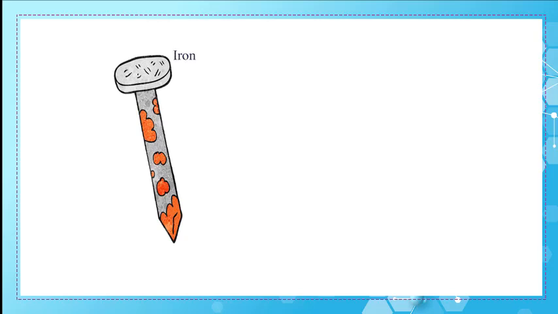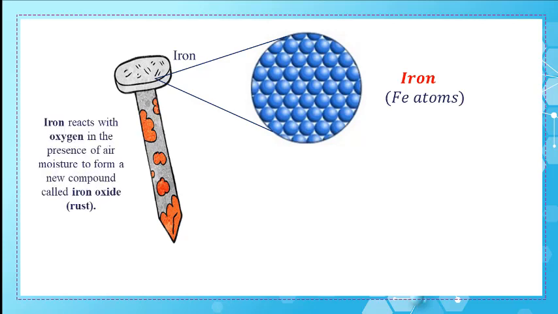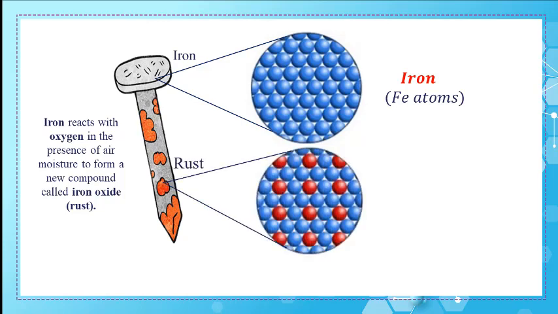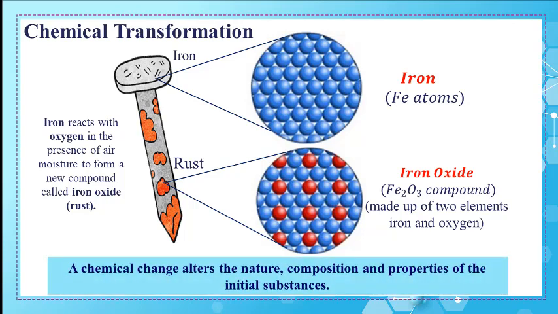A physical transformation doesn't change the nature, identity, and composition of the substance. However, in the rusted iron nail, iron is made up of iron atoms. Iron reacts with oxygen in the presence of air moisture to form a new compound called iron oxide, which is rust. So rust is made up of two elements, iron and oxygen. So this is a chemical transformation. A chemical transformation changes the nature, composition, and the properties of the initial substances.